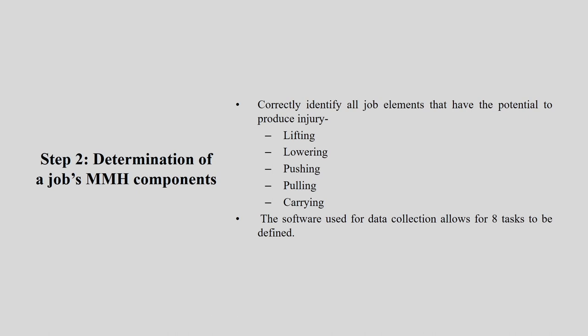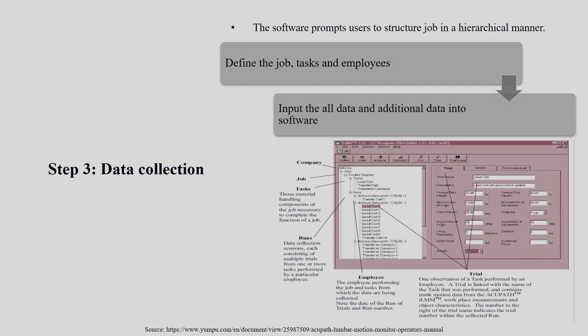Moving to the next part, the determination of the job. Correctly identify all job elements that have the potential to produce injury while lifting, lowering, pushing, pulling and carrying, the same or similar components that we discussed in the Snook's table. The software used for data collection allows for 8 tasks to be defined. So at one time, 8 separate tasks you can choose for your data collection. The data collection will happen through online transmission, and the software will have the data. Again I would like to mention, it is not available, so everything is a screenshot from this particular manual.